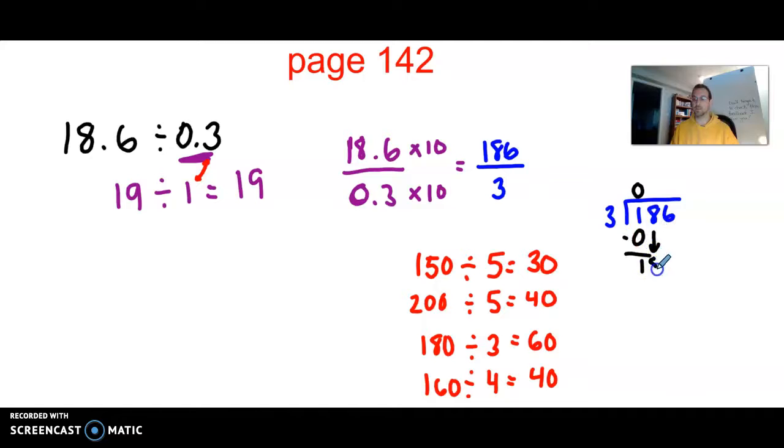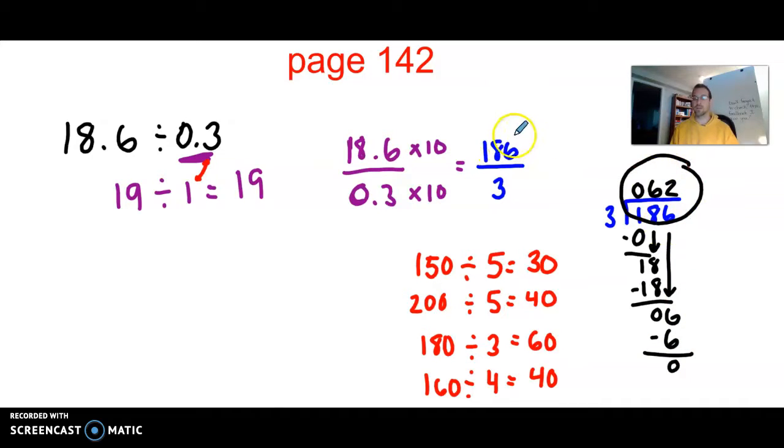Bring down the 8. How many 3's go into 18? 6. 6 times 3 is 18. So finding the difference gives us 0. And bring down the 6. How many 3's go into 6? 2. That means we used all 6, and nothing is left over. Okay, here's our actual answer.